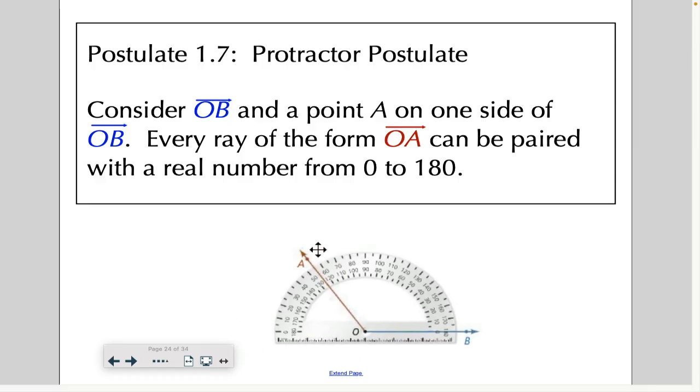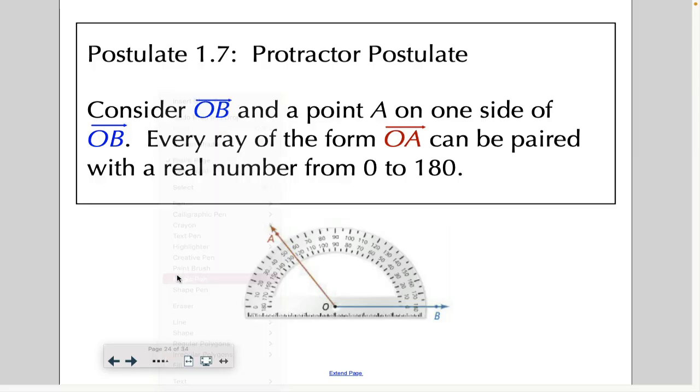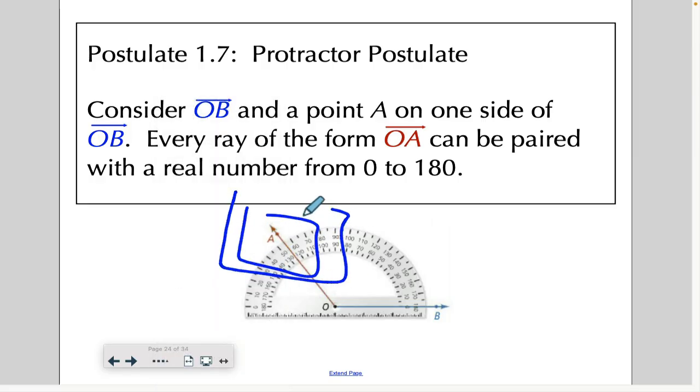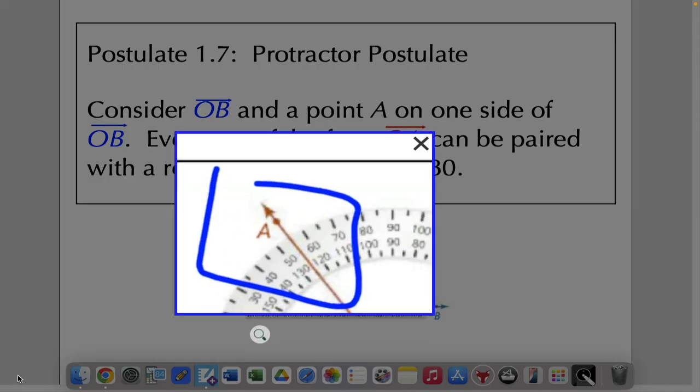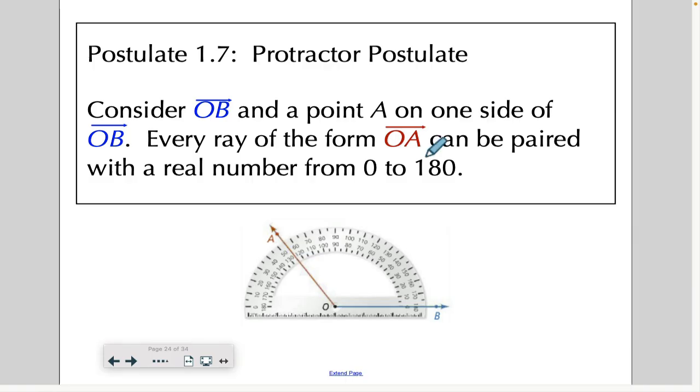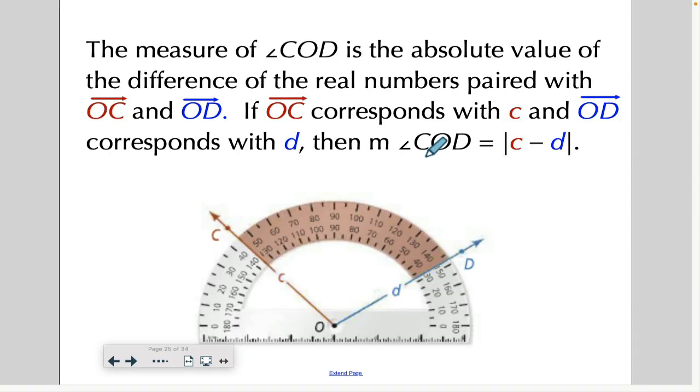So here, I could pair it with two numbers. I could either pair it with this obtuse number coming from this direction or the acute angle from this direction. And I can use whichever one I want. Now that doesn't mean the angle has two measures. It just means I can pair it with either one and then use whatever I see as fit.